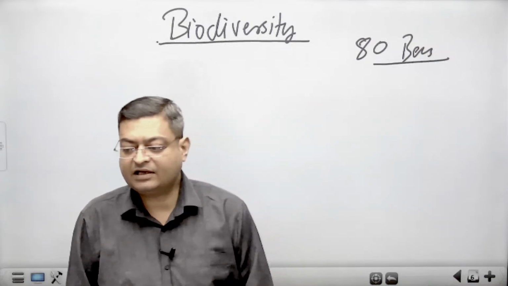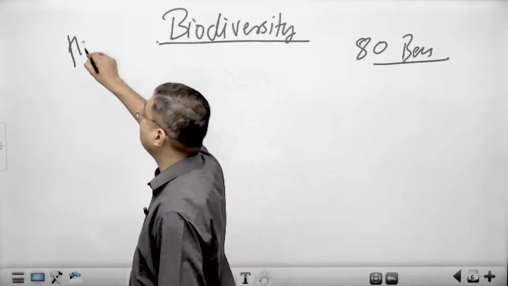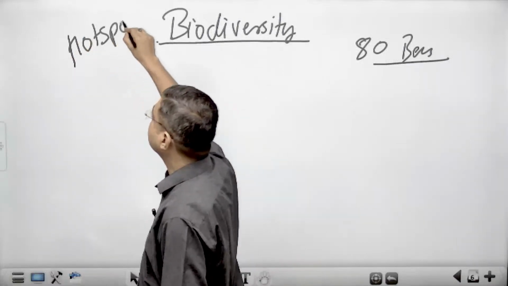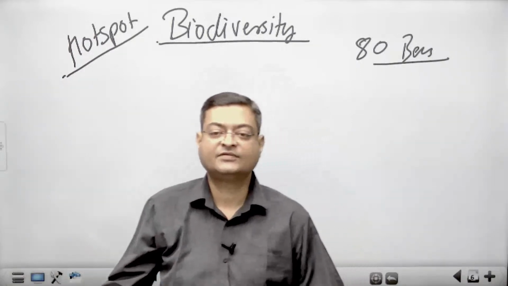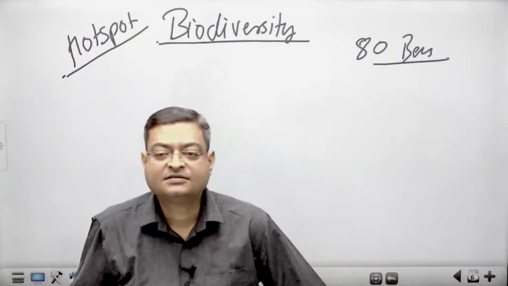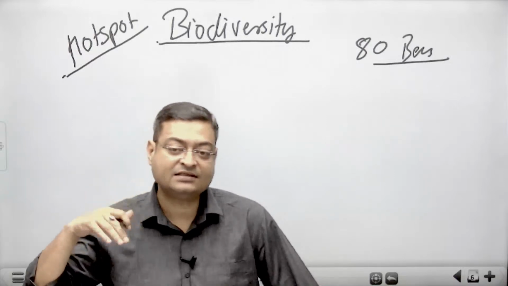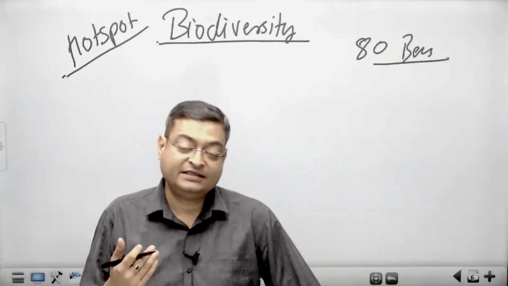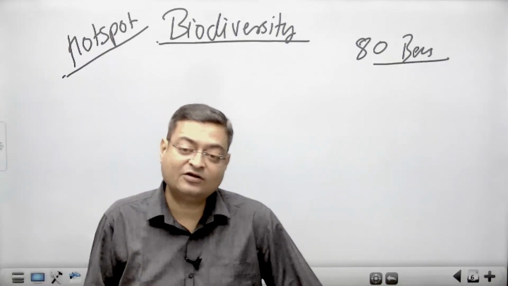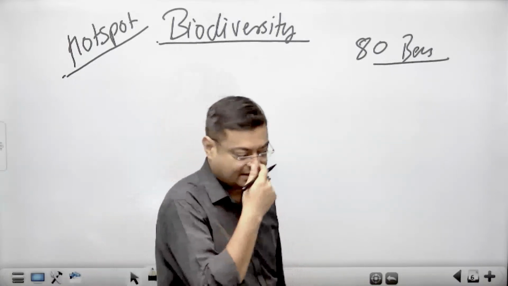Now this biodiversity is declining, so there is a term called biodiversity hotspot. ये होता क्या है? It is a hotspot. That means under the impact of human intervention and climate change, the species are now being endangered. उसको कहते हैं hotspot. तो write it down.